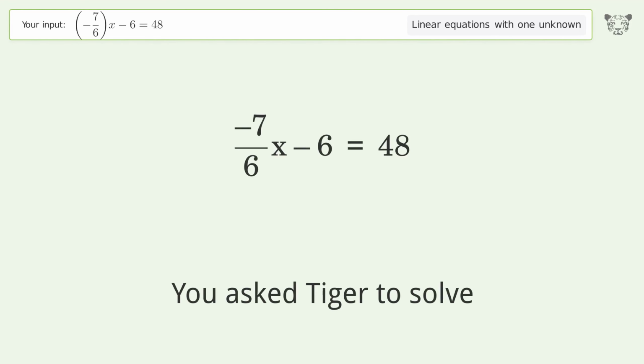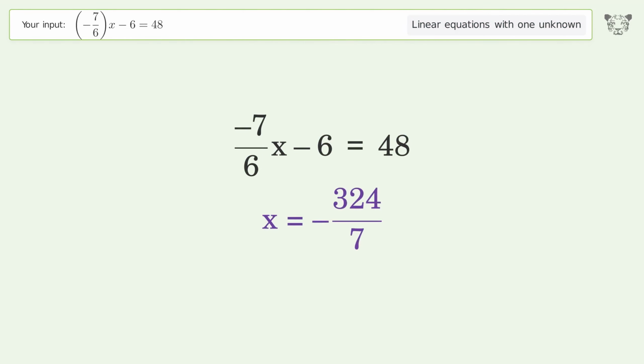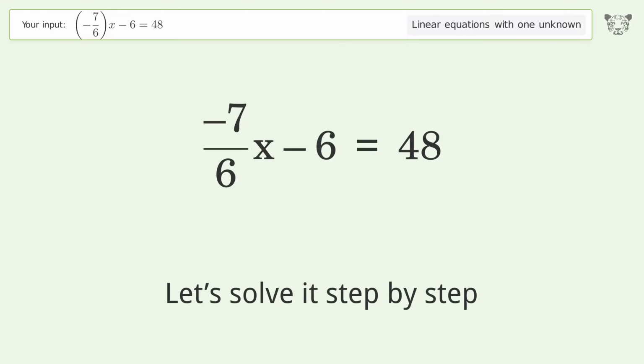You ask Tiger to solve this. It deals with linear equations with one unknown. The final result is x equals negative 324/7. Let's solve it step by step.